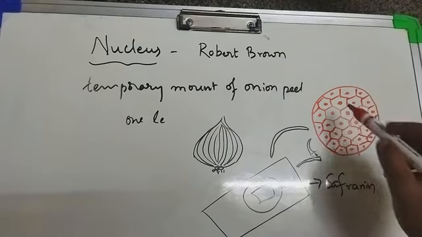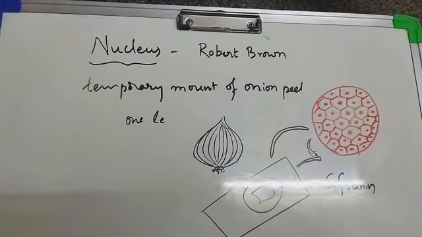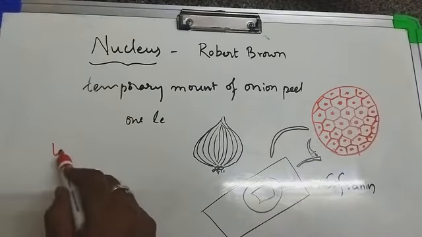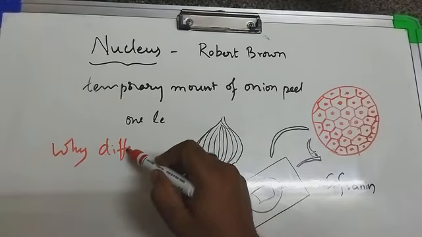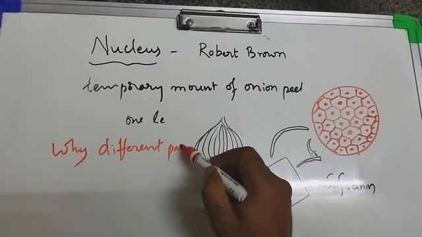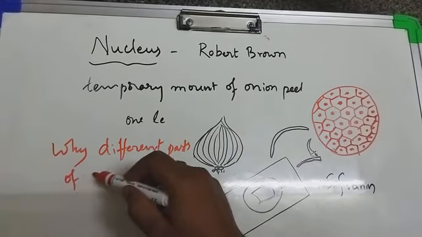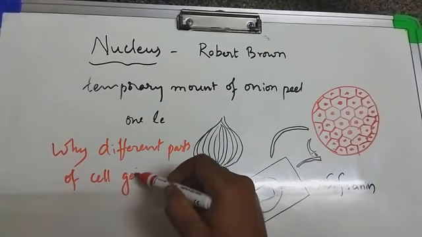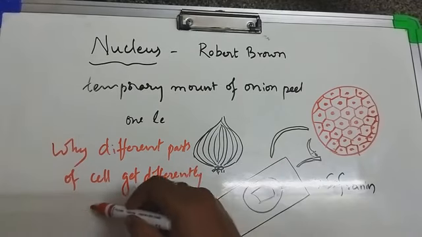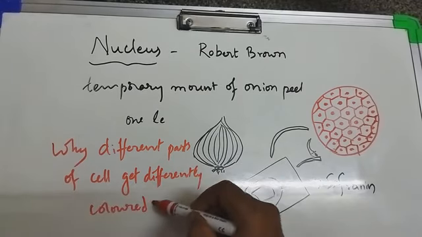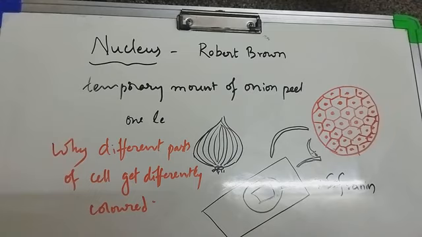Why do they get differently colored? Why do different parts of a cell get differently colored? Different parts of cells do have different structures. Different structures do have different chemical composition.